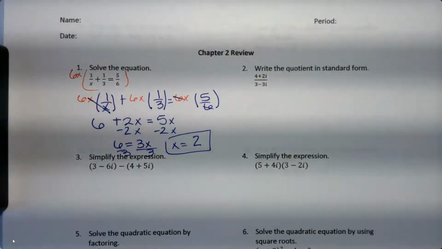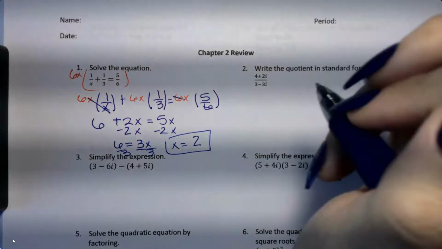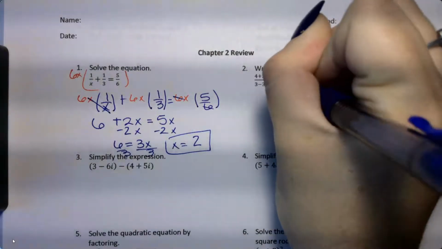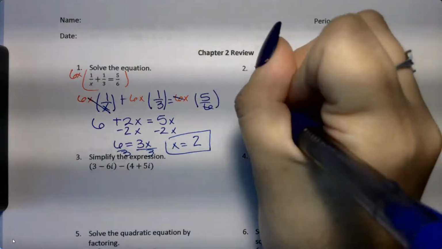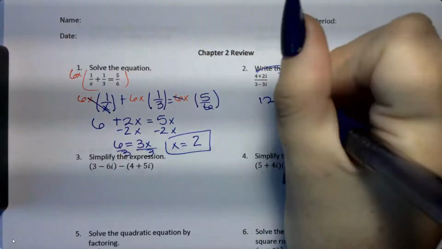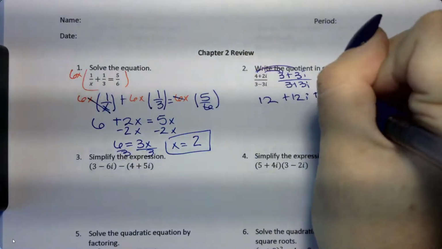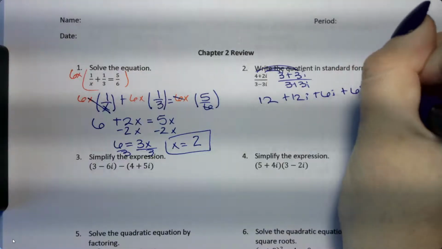On number 2, it wants me to write the quotient in standard form. So to do this, I need to multiply by the complex conjugate of my denominator, which is just changing the sign in the middle. So it's going to be 3 plus 3i over 3 plus 3i that I'm multiplying by. So then I want to distribute on my numerator. I have 4 times 3, which is 12. 4 times 3i, which is 12i. 2i times 3, which is 6i. And 2i times 3i, which is 6i squared.